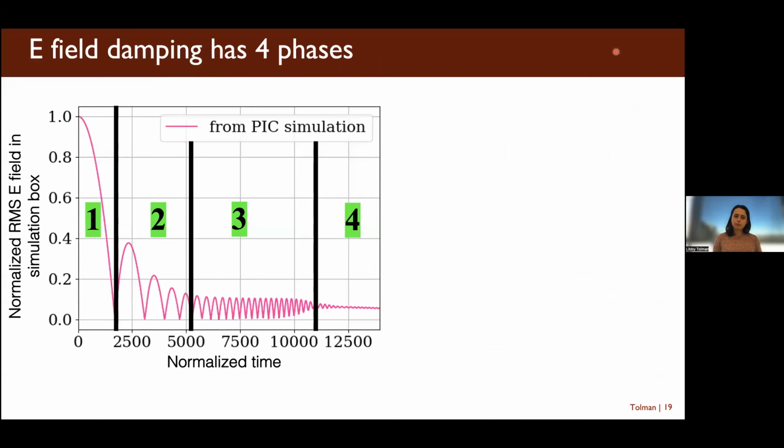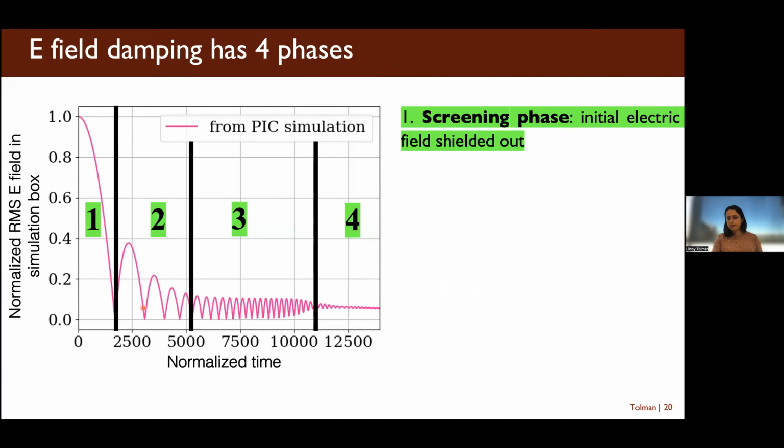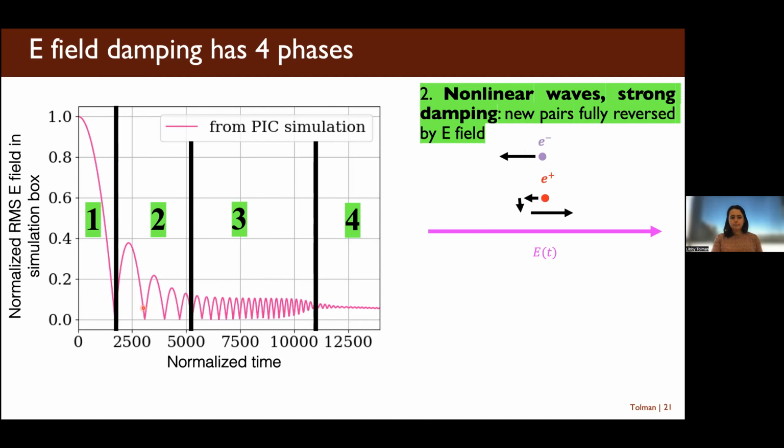So we'll identify 4 key phases in the damping of the electric field. Here I've repeated the plot of the electric field that we had before. The first phase is a screening phase. This is when the initial electric field gets shielded out in the discharge. This phase has been studied by other people in the literature before us. But then the more interesting phases are a nonlinear phase, and this is phase 2. In this phase, there's very strong damping of the electric field, and we'll see that newly added pairs are fully reversed by the electric field.